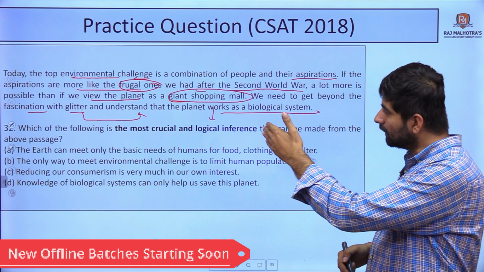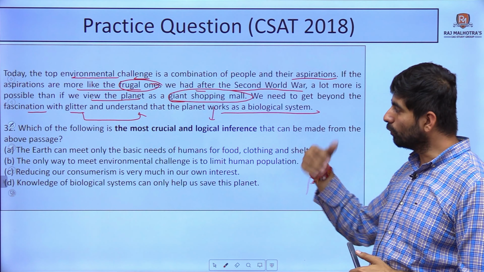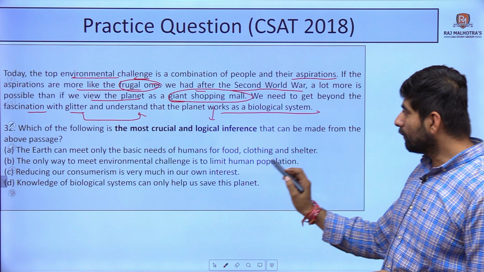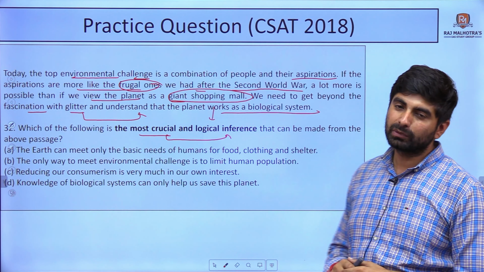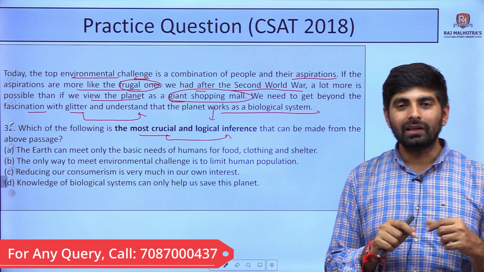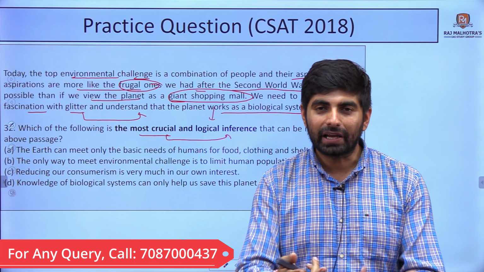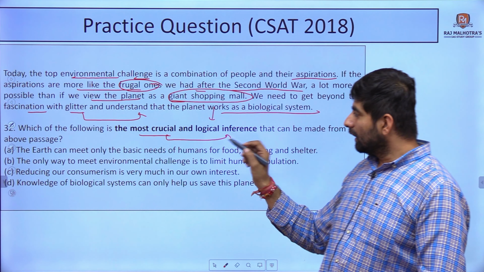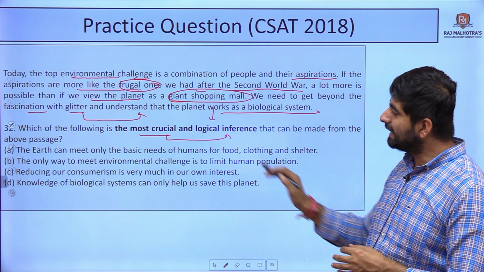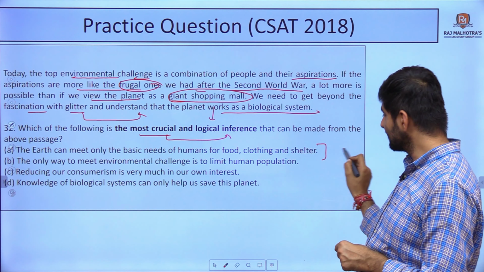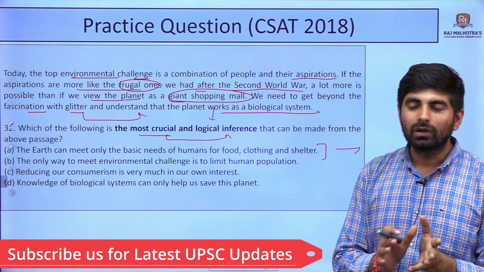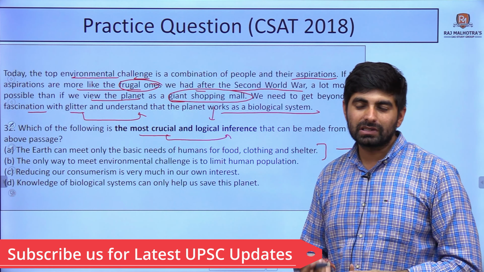Now from the passage, let's move on to the question. Which of the following is the most crucial and logical inference that can be made from the above passage? Just pause it here and try to solve the question before I give the answer. Clear? So this says the earth can meet only the basic needs of humans for food, clothing and shelter. Yes, this can be true, but we have to look for other options as well.